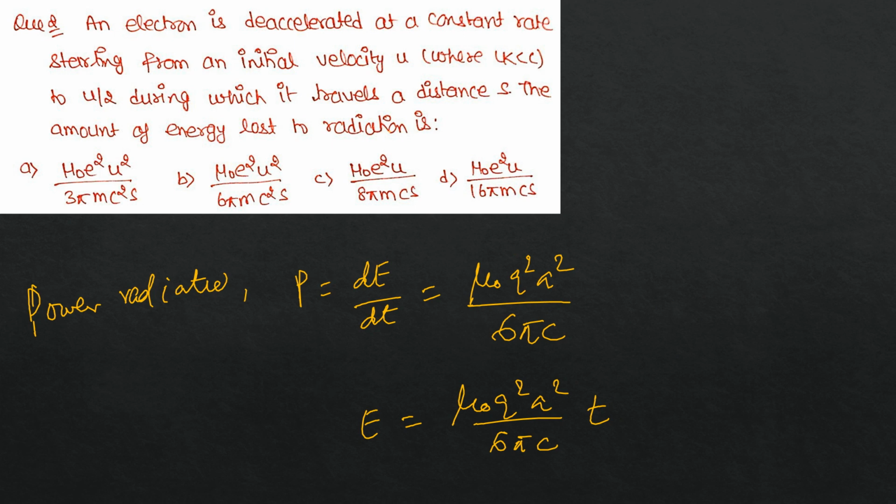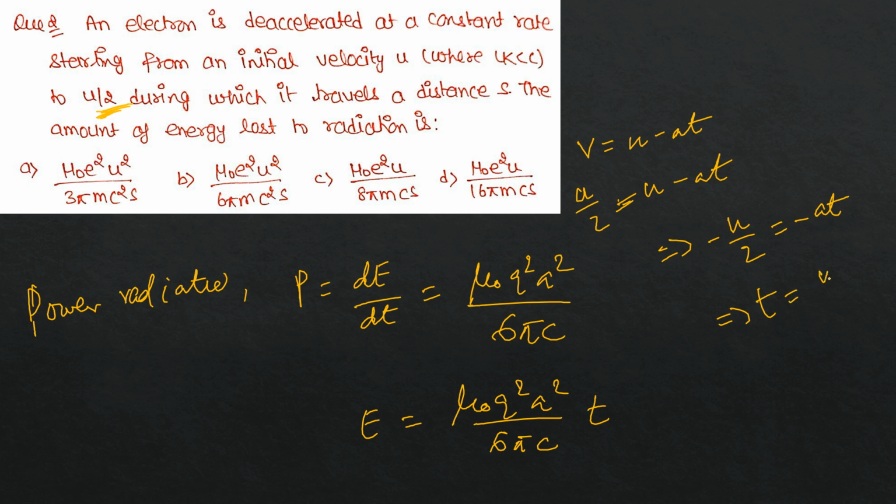Now see one thing here. We know V is equal to u minus at. Here V is u by 2, because the velocity is changing from initial velocity u to u by 2. So V is u by 2 and u is simply u minus at. So this comes as minus u by 2 is equal to minus at. So t is equal to u by 2a, isn't it?